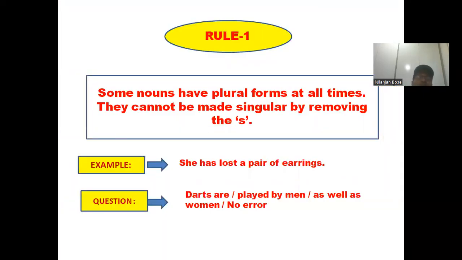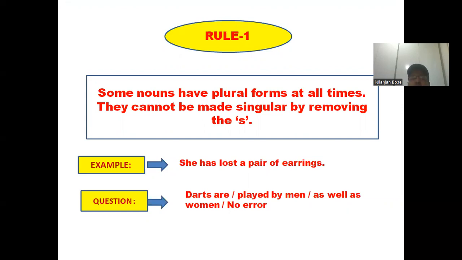Here comes rule number 1. Some nouns have plural forms at all times. They cannot be made singular by removing the S. There are some nouns like this. Actually, whatever rules I am going to discuss today should be completely based on nouns, right? So the first rule says, some nouns have plural forms at all times. They cannot be made singular by removing the S.